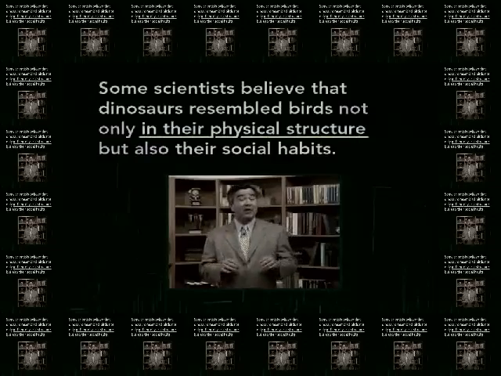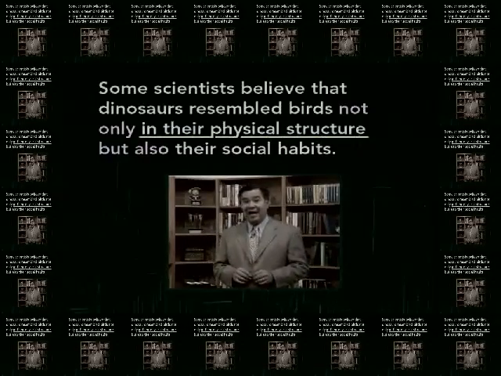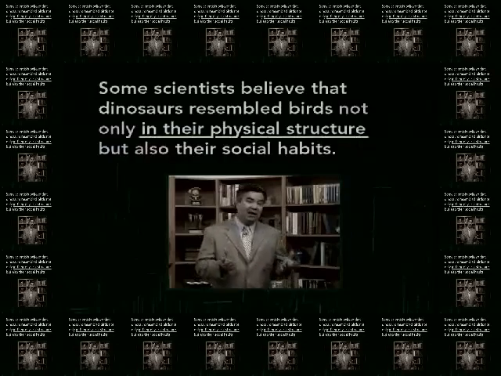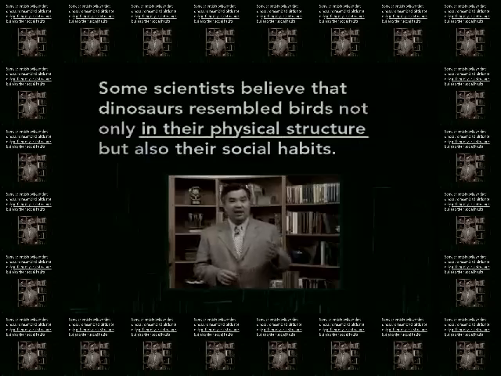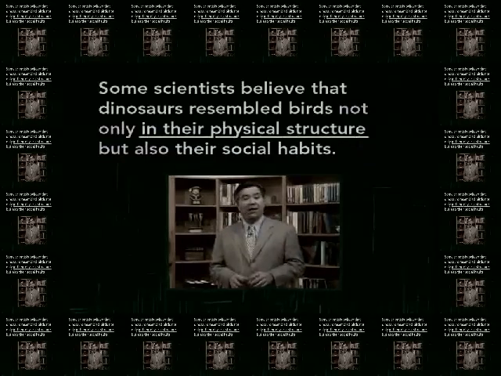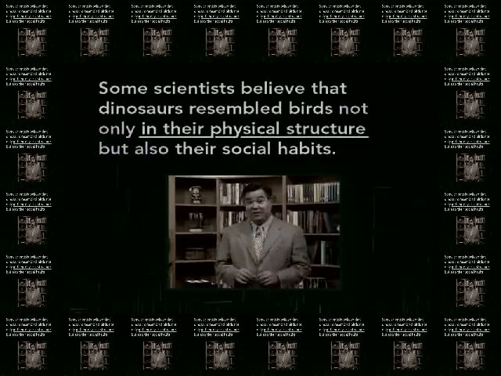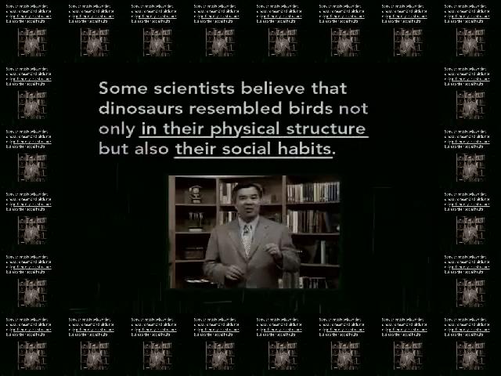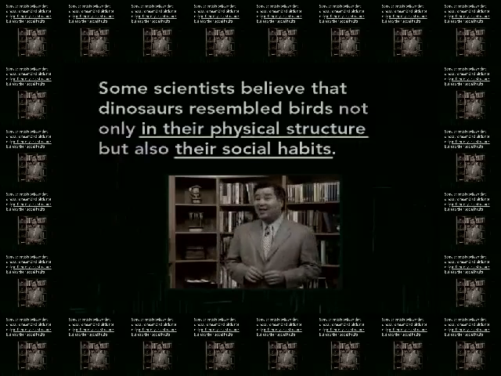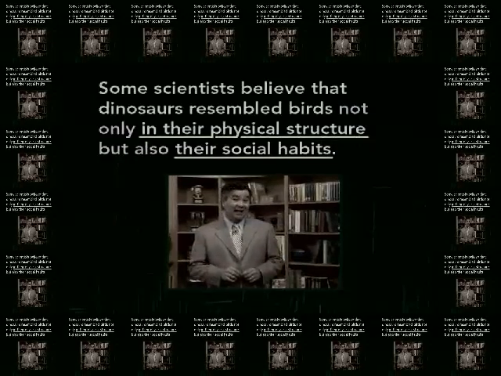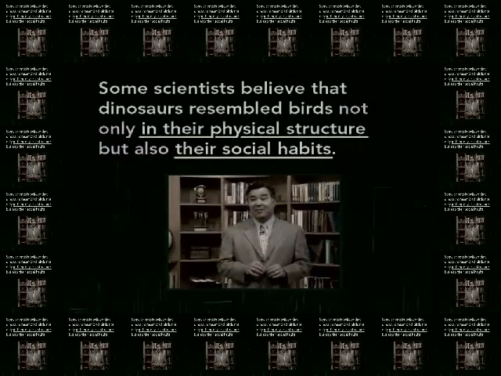Now this is a prepositional phrase beginning with the preposition in, ending with the noun structure and containing the possessive pronoun their and the adjective physical in between, in their physical structure. Okay, then we have the conjunction but also, and what follows that is their social habits. What do you notice that's different? Well, what's missing here is the preposition in. Because this is not a prepositional phrase, parallelism hasn't been followed.